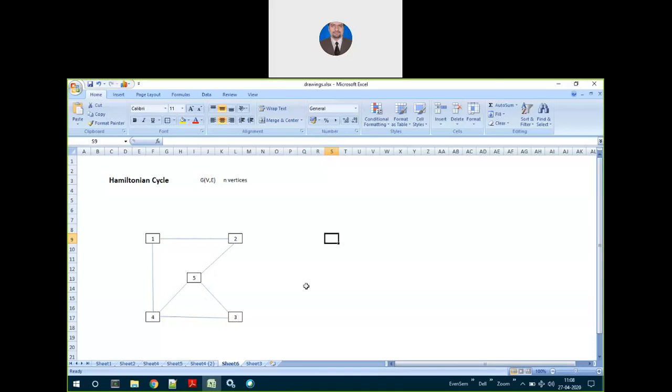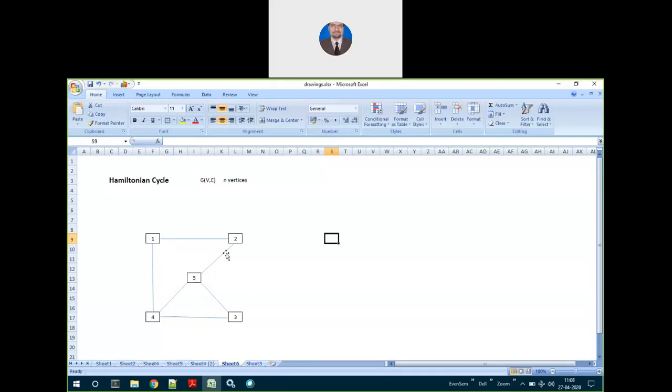A Hamiltonian cycle is a graph where if we start from one of the vertices in the graph, and keep on visiting all other vertices exactly once, such that after visiting the last vertex we come back to the first vertex, then we can call such a graph a Hamiltonian cycle. Suppose this is one of the graphs here.